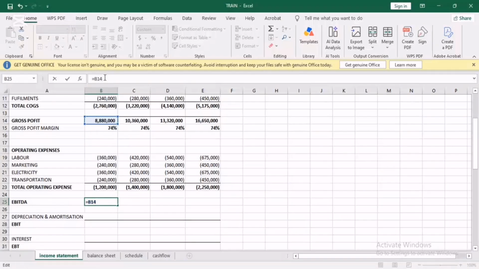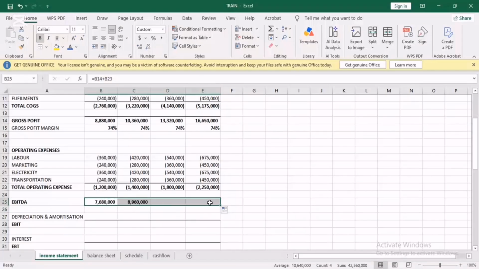Then plus, take away the pop-up, plus our total operating expenses. Let's get it exactly. So our EBITDA profit is 7,680,000 for the first year. Now let's stretch out and see what we have in the next. Exactly, we're having 14 point something million at the end of the period. That's EBITDA. So now for our depreciation and amortization.